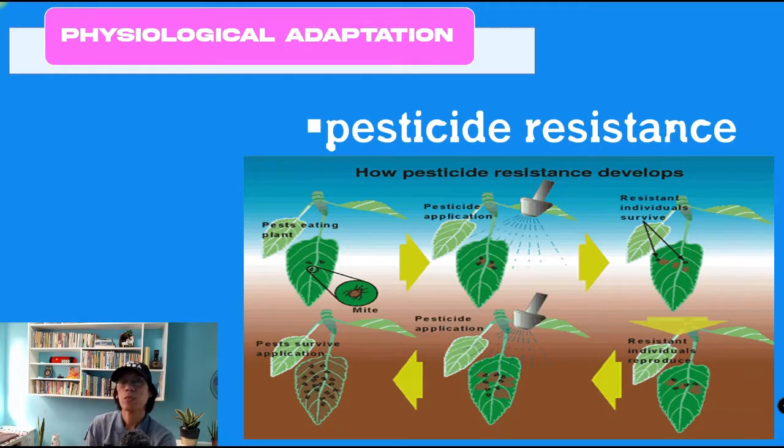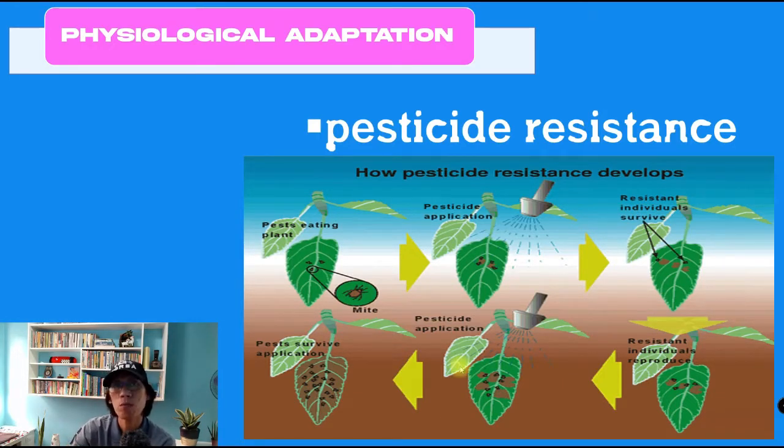The second one is pesticide resistance. Let's see how it develops. So it's the same thing. You have pests eating plants, especially the leaves. The farmers have decided to apply pesticides. As a result of the pesticide application, some of the pest population died, but there were survivors. These survivors developed resistance, then they reproduced.